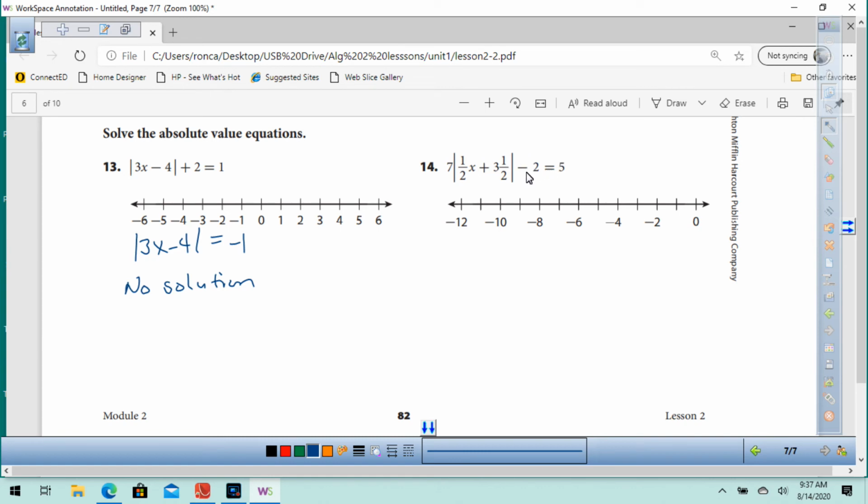Let's go over here and try this one here. Let's add 2 to both sides. So we got 7 times the absolute value of 1/2 x plus 3 1/2. Added 2 to both sides, and that's going to give me 7. I'm going to divide both sides by 7, and I get the absolute value of 1/2 x plus 3 1/2 equals 1.